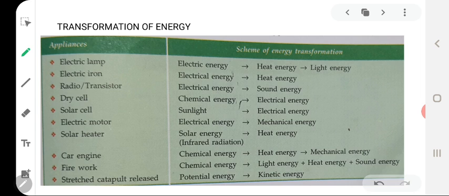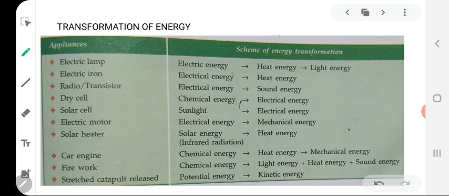These are the energy converters, which convert one form of energy into one or different types of energy. For example, you can see an electric lamp that converts electric energy to heat energy and light energy. Electric iron, where electrical energy is getting converted to heat energy. In a radio or a transistor, electrical energy is getting converted to sound energy. In a dry cell, chemical energy is getting converted to electrical energy, and so on. These are some common examples of transformation of energy.